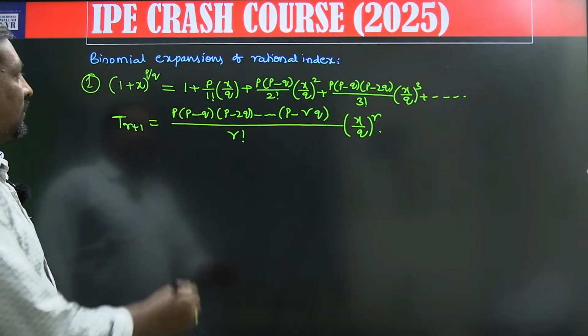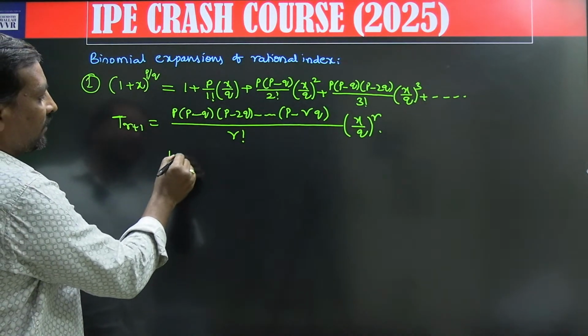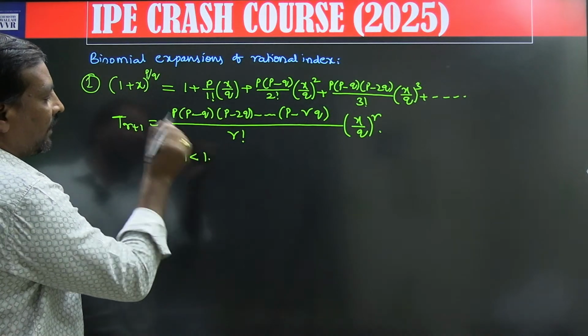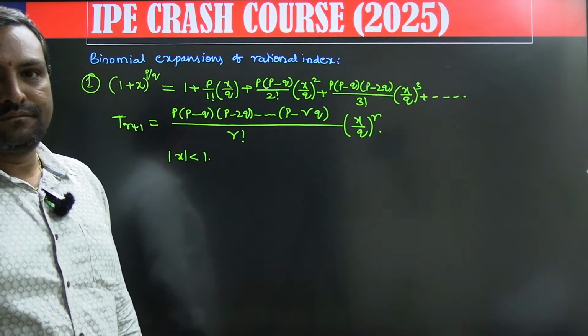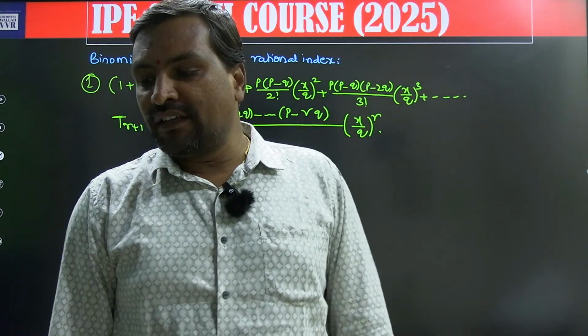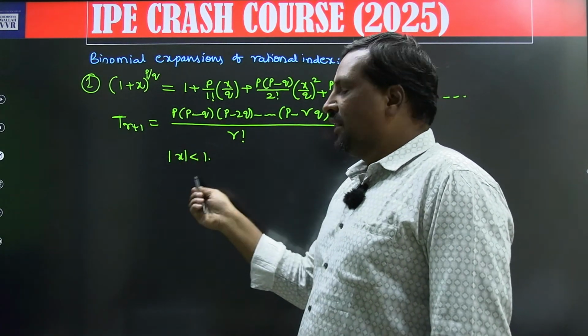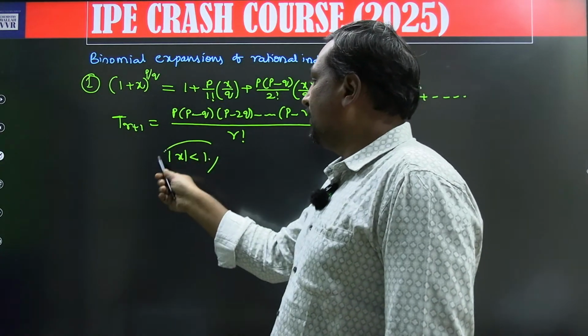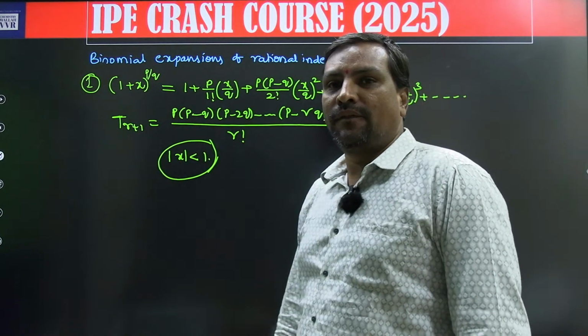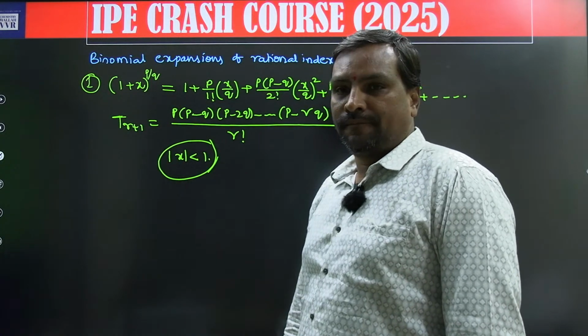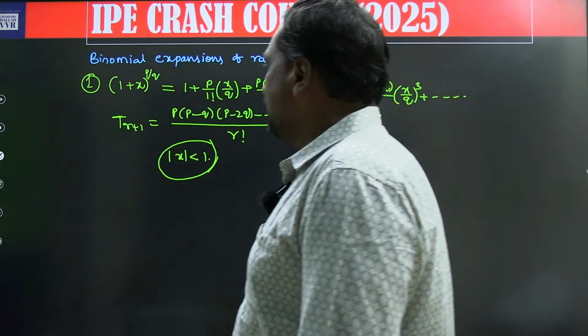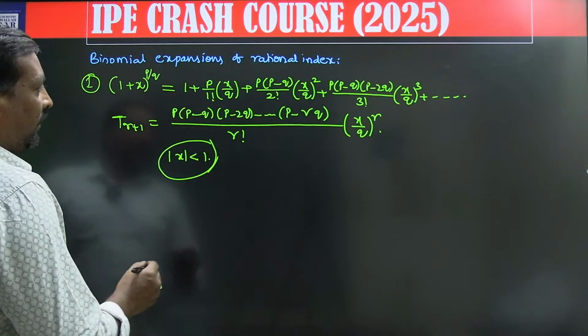In this case, the modulus of x must be less than 1. The modulus of x less than 1 is the compulsory first property here, so then only it is useful.